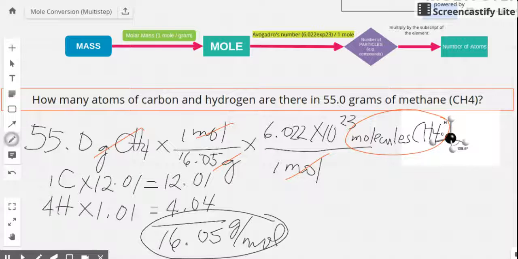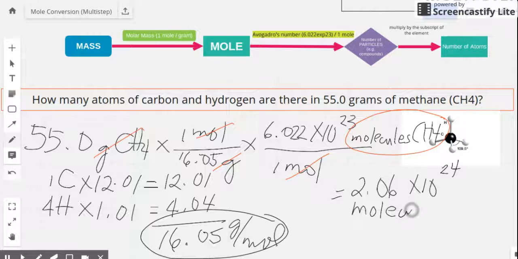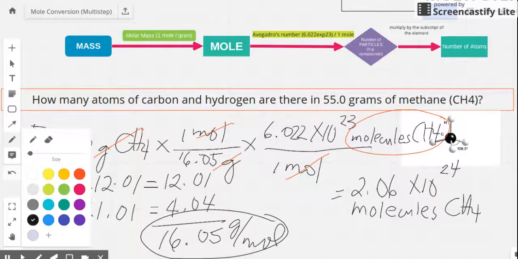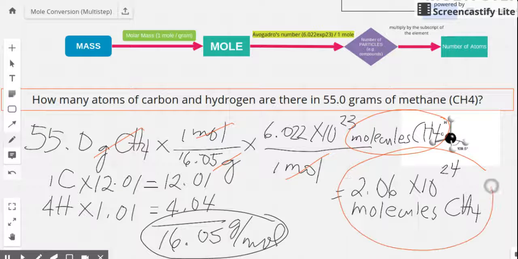Inputting everything in the calculator, we have 55.0 grams divided by 16.05 times 6.022 times 10 to the power of 23 molecules of CH4, which will give you an answer of 2.06, up to 2 decimal places only, times 10 to the power of 24. And the label here should be molecules CH4. Okay, I hope you're still following. So what does this answer mean?